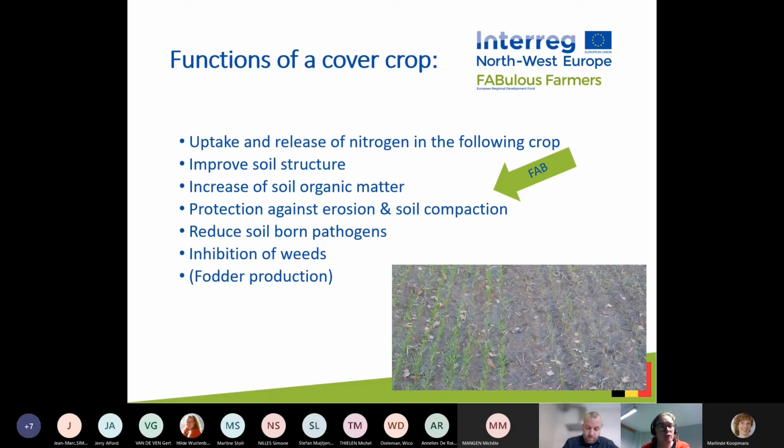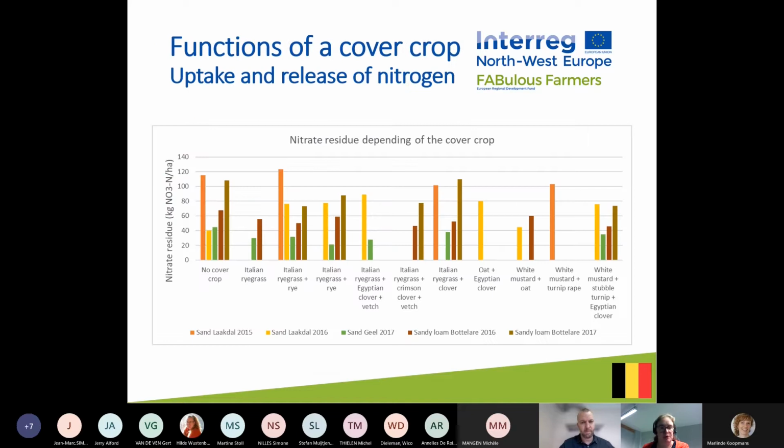They can also improve the soil structure. That's mainly due to the root characteristics of the cover crop. You can see an increase in soil organic matter. They can give protection against erosion and soil compaction, and they can also reduce soil-borne pathogens. Because there is another crop on the field, you have an inhibition of weeds. They can also be used for fodder production, but it isn't necessary. And if you use them for fodder production, then the effect, for example, on the soil organic matter will be less. For all these reasons, all these functions, we can call this a real FAB measure.